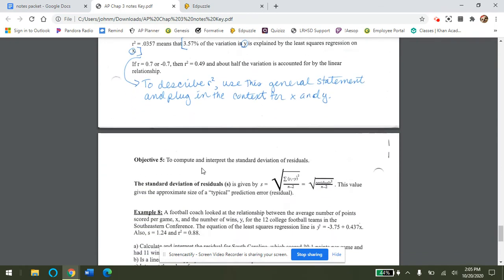All right. The other thing we can do, and our last objective for this chapter, is we want to be able to compute and interpret the standard deviation of your residuals.